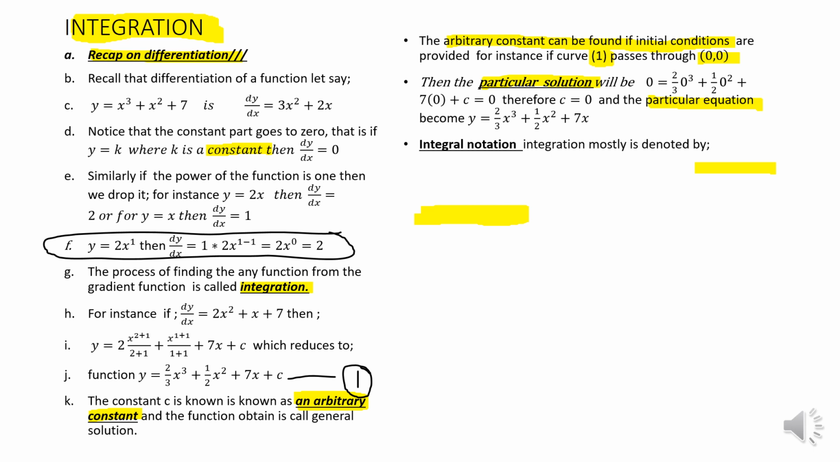Now our particular solution becomes y equals 2/3 x cubed plus a half x squared plus 7x. Are you together? Because already we know that C is 0.